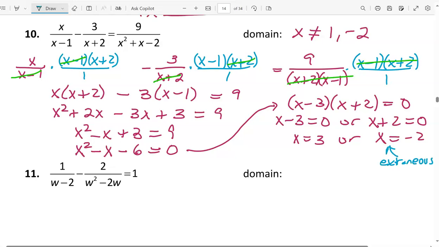However, you'll notice that x equals negative 2 is an extraneous solution since the domain is x may not equal 1 or negative 2. This means that x equals 3 is the solution and the only solution to this equation. Be sure that you box your final answer.